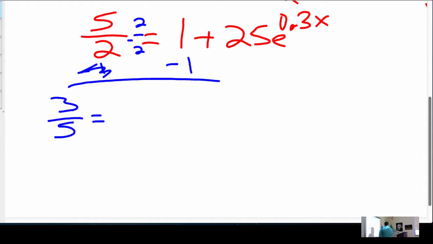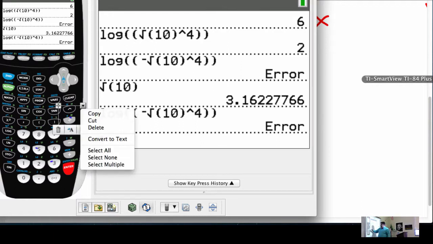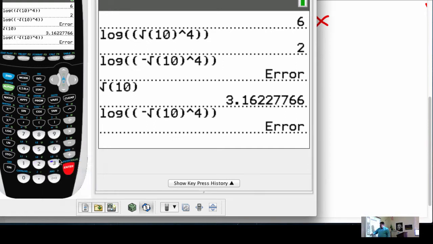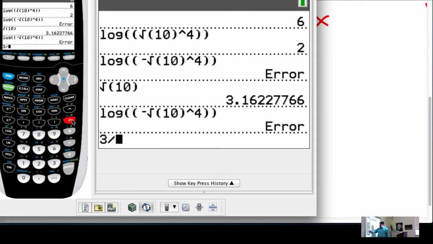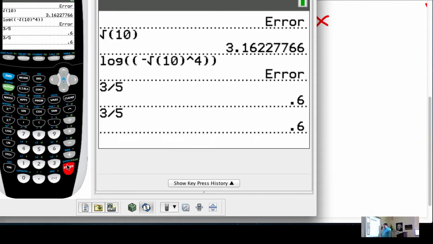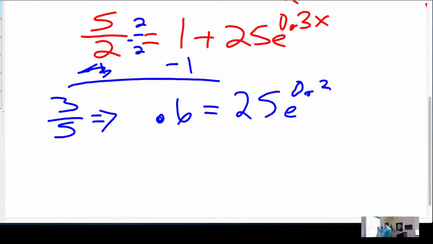Let's double check. 0.6, let's do it. So if I say 3 divided by 5, whoops, now I've got all this stuff I've got to get rid of. Right, so if I say 3 divided by 5, isn't that 0.6? Yep. So I'm going to say over here, all this stuff is going to be 0.6 is equal to 25 e to the 0.3x. What would be the next step?